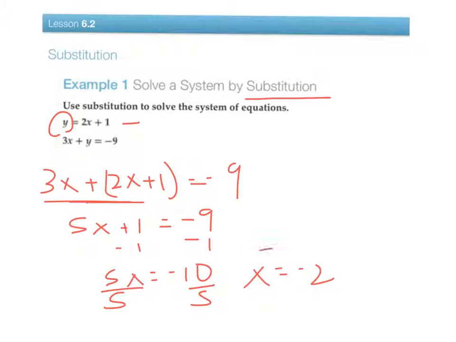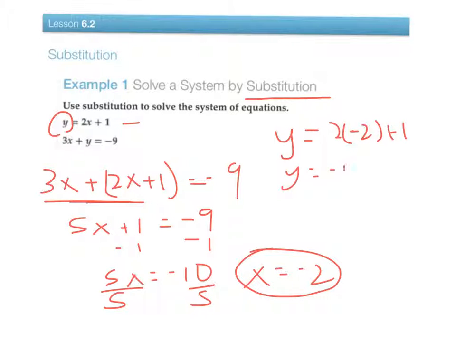So I now know what x equals. What I want to do then is substitute this back into the equation and solve. So y equals 2 times a negative 2. I'm substituting back in. You can see why it's called the substitution method, because we're just substituting an equation or number into our problem. This gives us a negative 4 plus 1, and y equals a negative 3. And now we have our answer to this system.